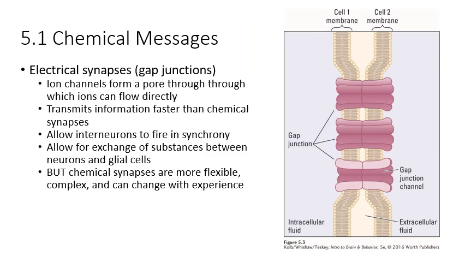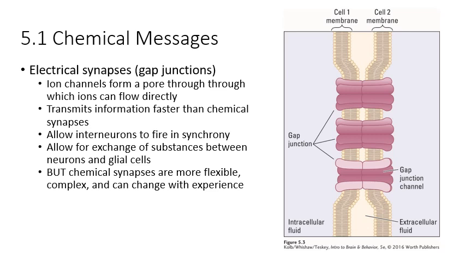So there is a different type of synapse that is much less common than chemical synapses in mammalian systems, and that's electrical synapses, or gap junctions. These are ion channels that form a pore through which ions can flow directly, so there's no cleft or gap between the cells. This transmits information faster than chemical synapses.